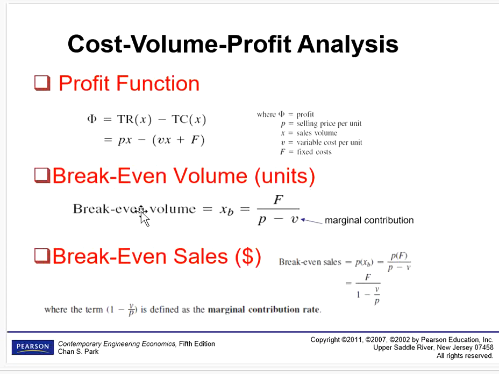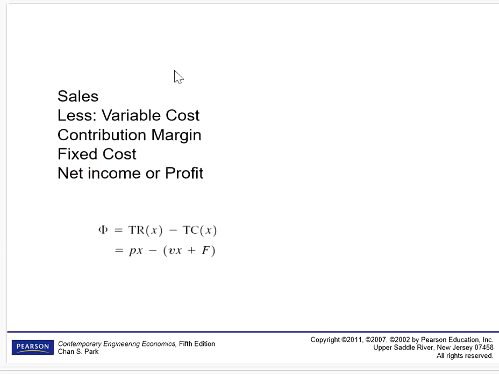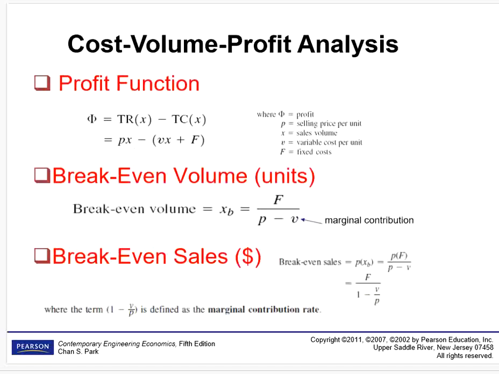P minus V is a marginal contribution because it is per unit cost, right? P minus V. Or you can calculate here this one: if you put total sales minus total variable cost, you get total contribution margin. This is also the same way. This one is only a unit.